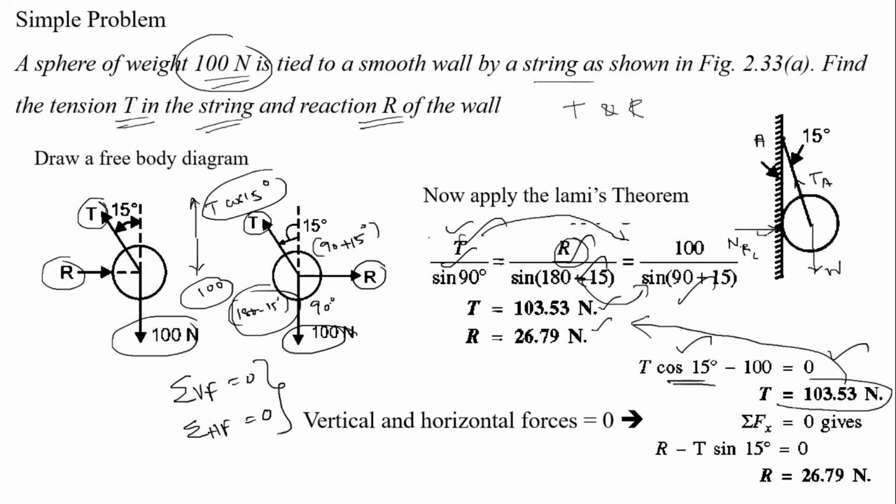Similarly, summation of horizontal forces equal to 0. How many horizontal forces are there? T is acting horizontally through T sin 15 and R is also acting horizontally. Both are in opposite directions. T sin 15 acts on this side, so the arrow towards the right side we take as positive and the left side as negative. That is why R minus T sin 15 equals 0, so R equals 26.76, the same answer we got with Lami's theorem. We can solve by any method.